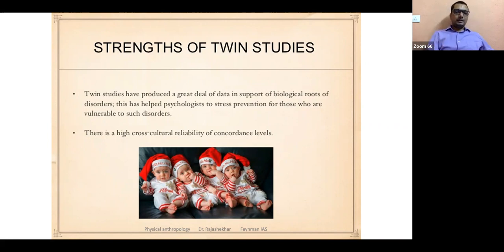So there is a high cross-cultural reliability of concordance levels. They have seen that in different populations, when they studied these particular characteristics, a similar outcome is seen, if not the same outcome, meaning there is cross-cultural reliability on the concordance levels. So some of this twin studies data can be used to represent other populations, because there is a lot of correlation between what they show in one population and the other population with respect to a characteristic.